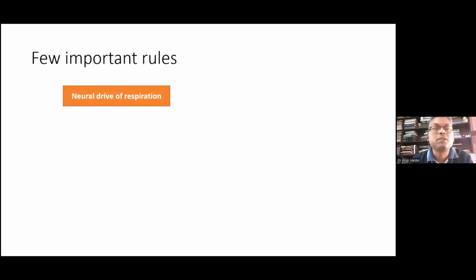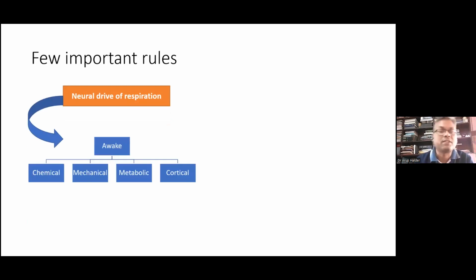We have a drive of respiration, known as the neural drive of respiration. And this neural drive of respiration in the awake state is dependent on four factors. One is the chemical drive, second is the mechanical drive, third is the metabolic drive, and fourth is the cortical or the arousal drive. Suppose there is a cart, and in the awake state it is being driven by four horses, a four-horse cart.